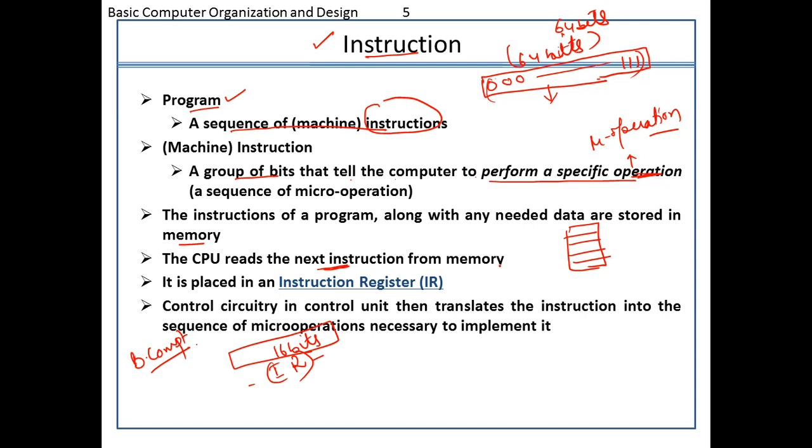Now the instruction will go to the CPU. Whenever it reaches the CPU, within the CPU we have two different components available: one is the control unit, and the other is the arithmetic logic unit. There will be a control circuit provided here. This control circuit will translate the instruction into the sequence of micro operations which are necessary to be implemented.